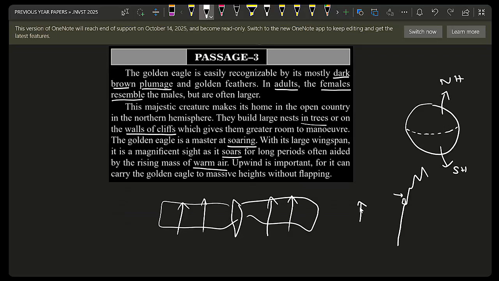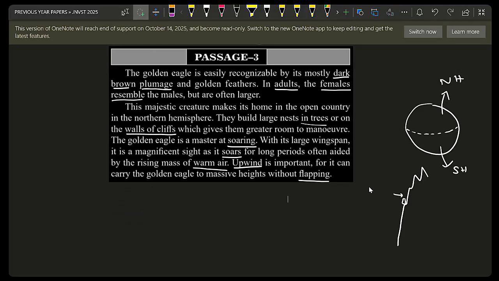Flapping of a bird means moving up and down when flying or preparing to fly. So when flapping, the wings are continuously in up and down position to move high and low. Without flapping, it can go to very great heights, but the only thing it requires is upwind. Upwind means the direction of the wind should be upward. So this is the information given about the golden eagle. Let us try to answer the questions.